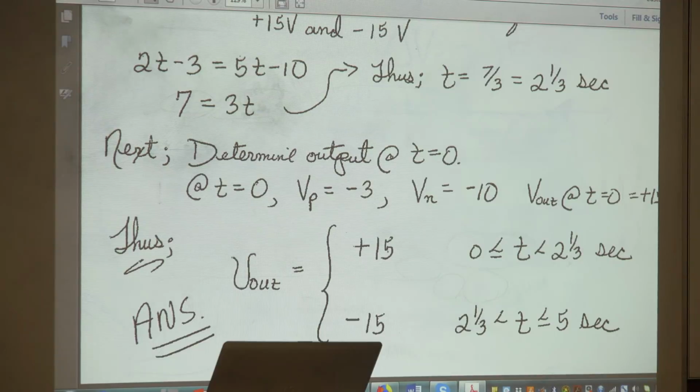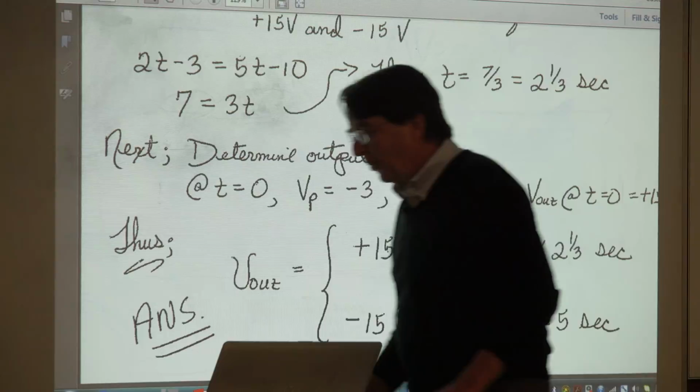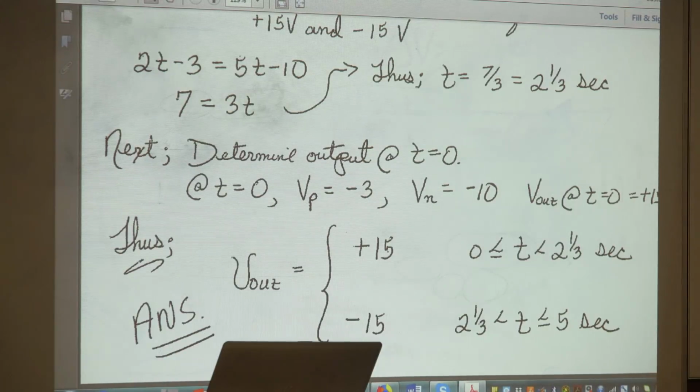If VP is equal to VN, a person in probability would say that's impossible because they have to be equal out to an infinite number of decimal places. An engineer would say, oh, come on, please. So what happens is we would say it's undefined.